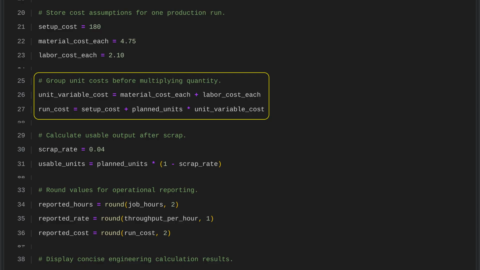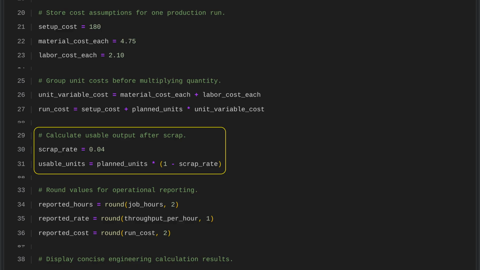To estimate production run cost, first find the variable cost per unit by combining the material and labor costs for one unit. Then add the setup cost to the total variable cost for the planned units. This gives the overall cost of the run, including both setup and production costs.